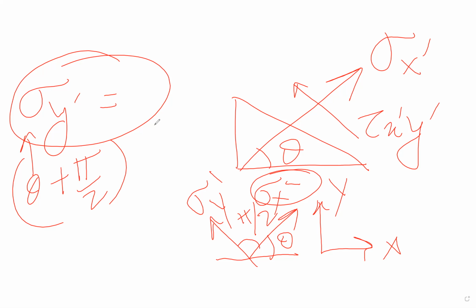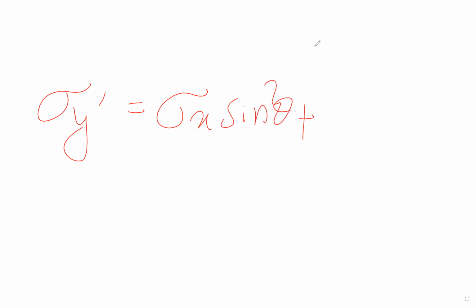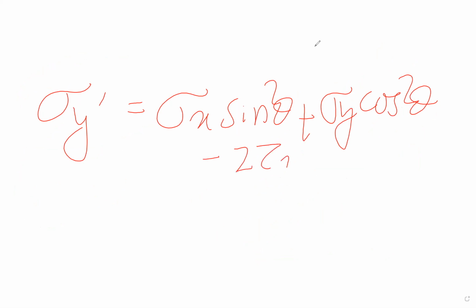So I am writing the direct equation for sigma y dash here. The sigma y dash obtained by putting theta plus pi by 2 is: sigma x sin square theta plus sigma y cos square theta minus 2 tau xy sin theta cos theta. So that is sigma y dash. Previously we calculated sigma x dash, and now we have calculated sigma y dash. There is a little bit of difference.